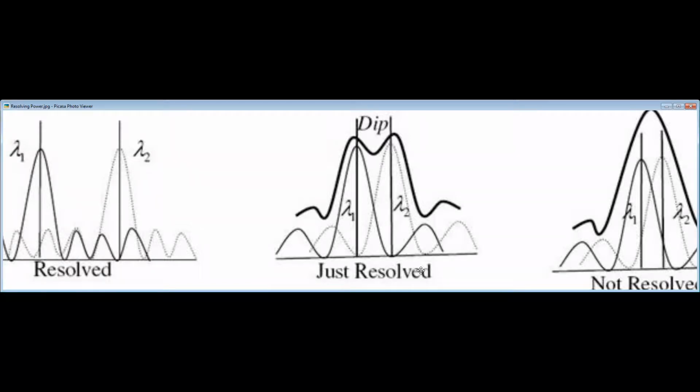The separation between the central maxima will depend upon the difference between the two wavelengths. If the difference between the two wavelengths is sufficiently large, then the central maxima due to both the wavelengths are separated and the two spectral lines are in well resolved situation.